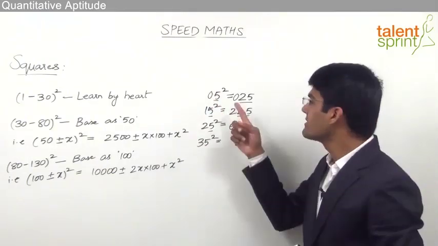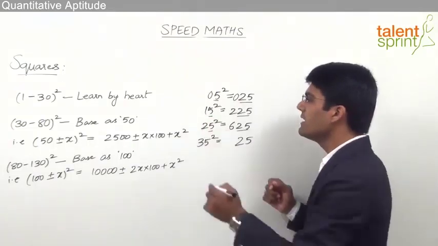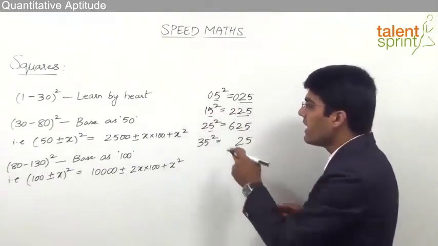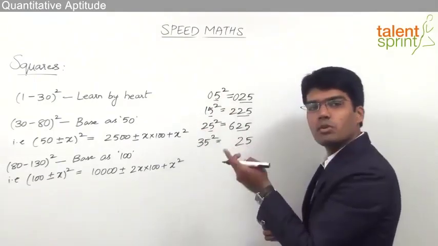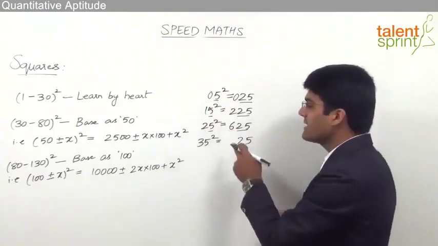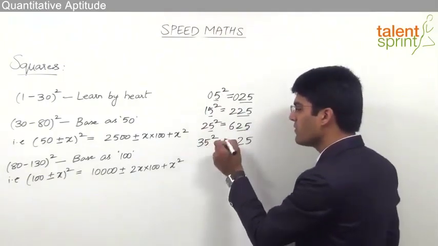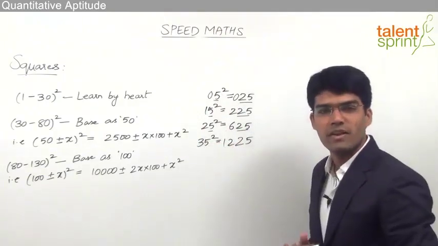0 into 1 is 0. If you go for 15, that's 1 into the next integer, 1 into 2 is 2. So 2 into the next integer 3, 2 into 3 is 6. So that is the reason we get 625. So here it should be 3 into 4, 3 into 4 is 12. So the answer here is 1225.